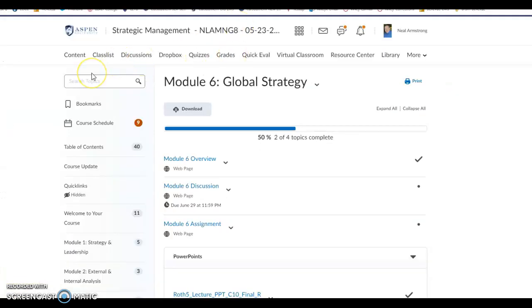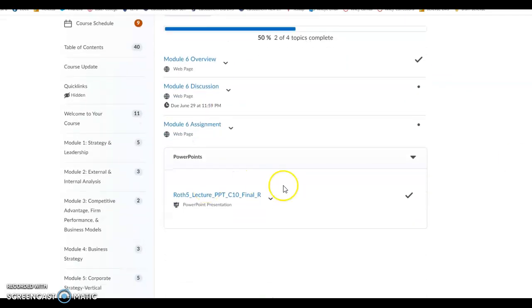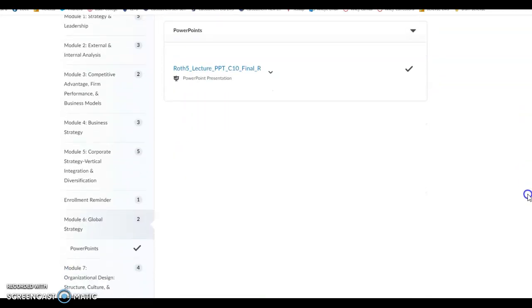So let me go back to this class. Like I said, we're talking about global strategies this week. We have a discussion board post and an assignment due this week as well. The PowerPoint that I was referencing and showing is right here, so you can see that as well. That's what we're talking about this week.